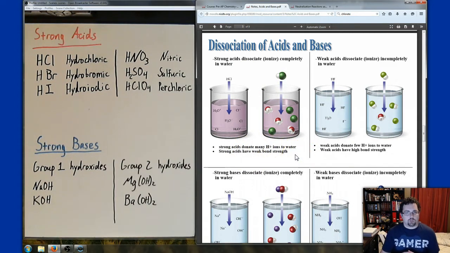Strong acids have weaker bond strength, and so they more easily separate when they get put into a liquid. Weak acids, on the other hand, dissociate or ionize incompletely in water. Something like hydrofluoric acid has fewer H+ ions added to water because it has a higher bond strength. Fluorine and hydrogen have much higher bond strength because of fluorine's electronegativity, so it will not separate as easily in the water. So some of it will stay together, and some of it will still donate and have ions. Okay, so strong acids ionize almost completely and donate lots of hydrogen, whereas weak acids do not.